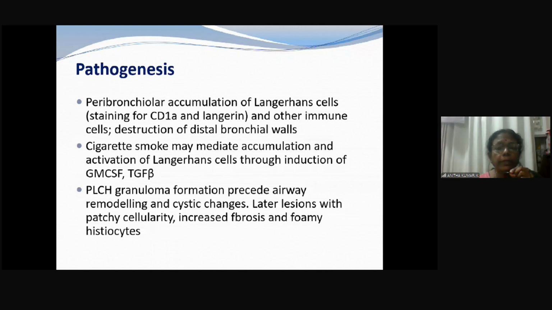Now, the main changes are seen at the end of the small airways. That is, there is a peribronchial accumulation of the Langerhans and other immune cells, and there is destruction of the distal bronchial walls. Cigarette smoke can mediate the accumulation of these cells through the induction of cytokines like GM-CSF and TGF-beta, and this is followed by granuloma formation, and granulomas precede airway remodeling and cystic changes. So later on, you see lesions with patchy cellularity, stellate scar formation can be seen, and there is increased fibrosis.